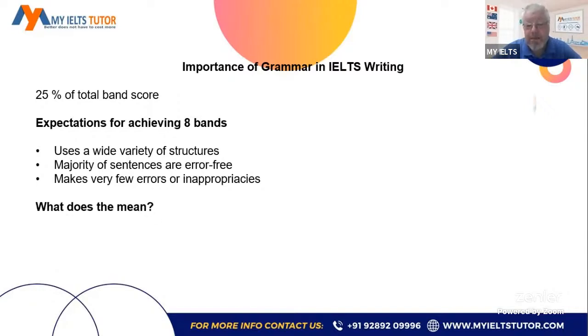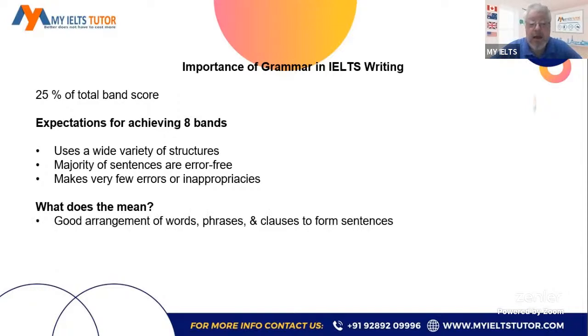Now, what does this mean? To put it in plainer English for you guys, this means when you use a wide variety of structures, you're using a good arrangement of words and phrases and clauses. Those are the structures of a sentence to form meaningful sentences, okay? Now, the second one, majority of sentences are error-free. That's pretty self-explanatory, but most of your sentences are grammatically correct, and that's what you want to shoot for.